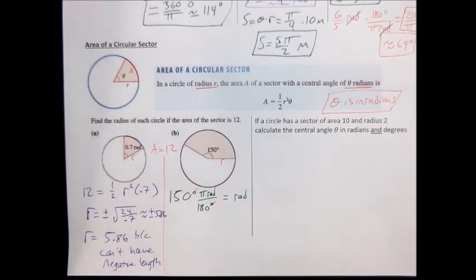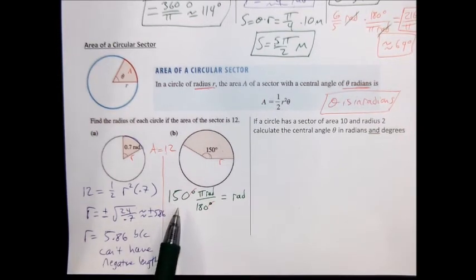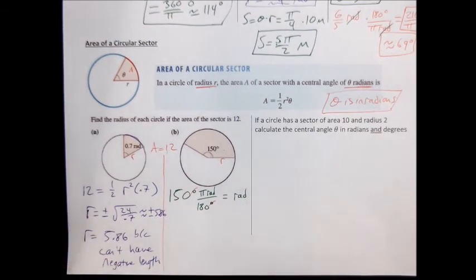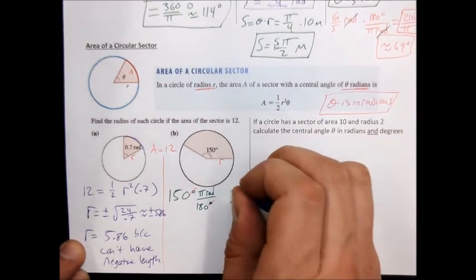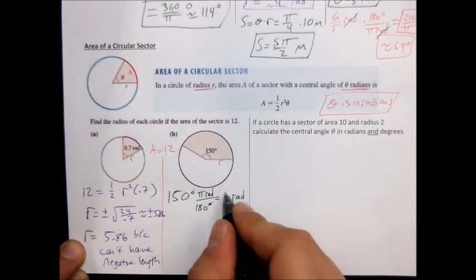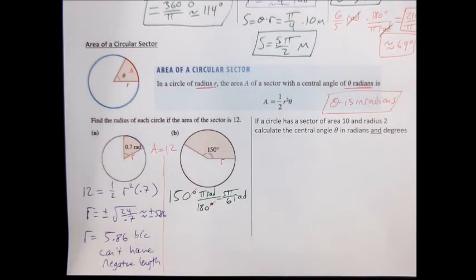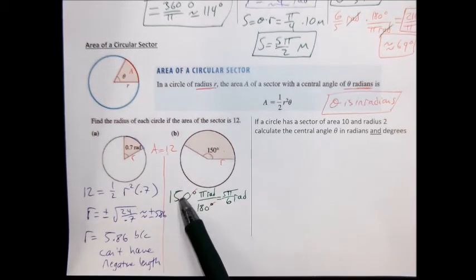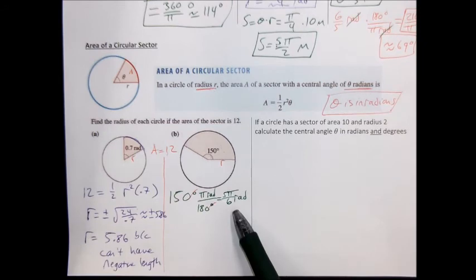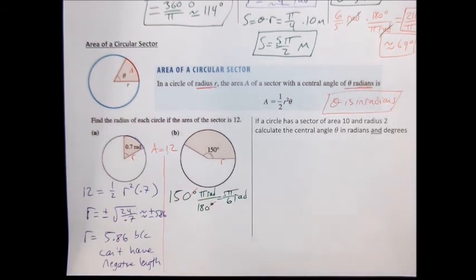This is actually one we know about. 30 goes into both 150 and 180, into 150 5 times and into 180 6 times. So this is 5 pi over 6 radians, which is actually on the unit circle that we're familiar with. Instead of using 150 in the equation, we just use 5 pi over 6. It doesn't carry any units with us, so we don't use that unit.